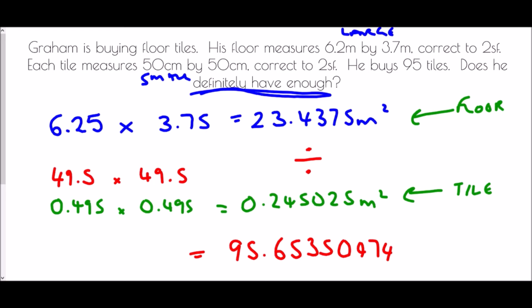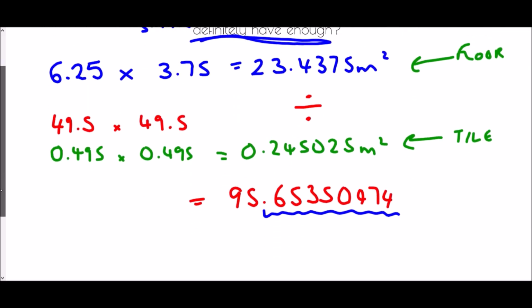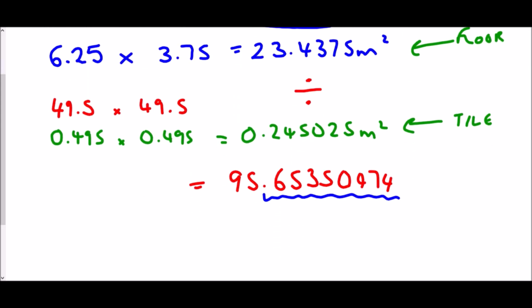So he said he's bought 95 tiles. Does he definitely have enough? Well, the fact that we have this little decimal area at the end suggests that he may be just short of the number that he actually needs. If the floor is as big as it could possibly be and the tile as small as they could possibly be, he would actually be short. So no, he does not.